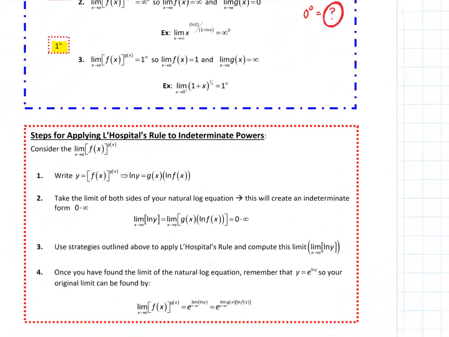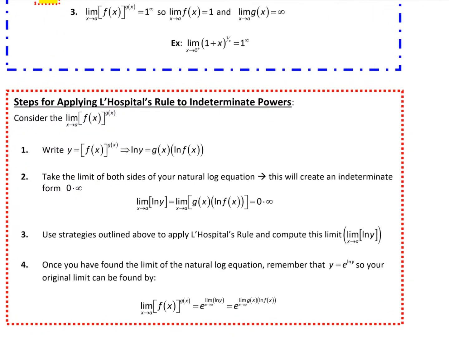Well, I mentioned we're going to have to apply some algebra. So how are we going to do that? Well, what we're going to do is consider the limit of this function, and we're going to give it a name. We're going to call it y. So we're going to take y equals f of x to the g of x. And if I want to break apart a power, the easiest way to do that is to apply a logarithm.